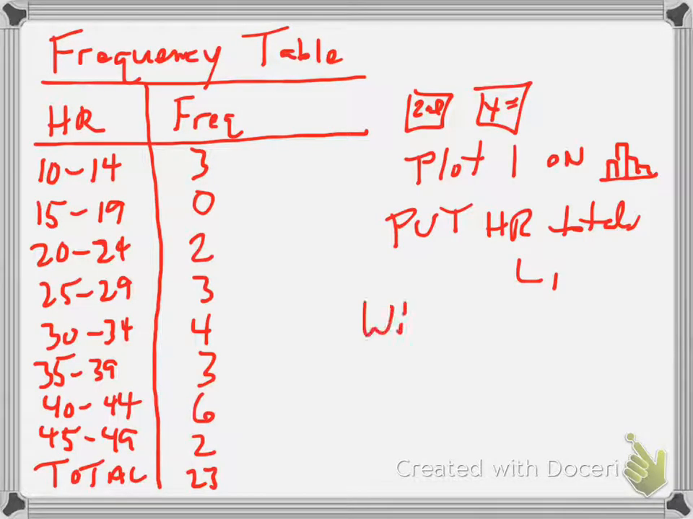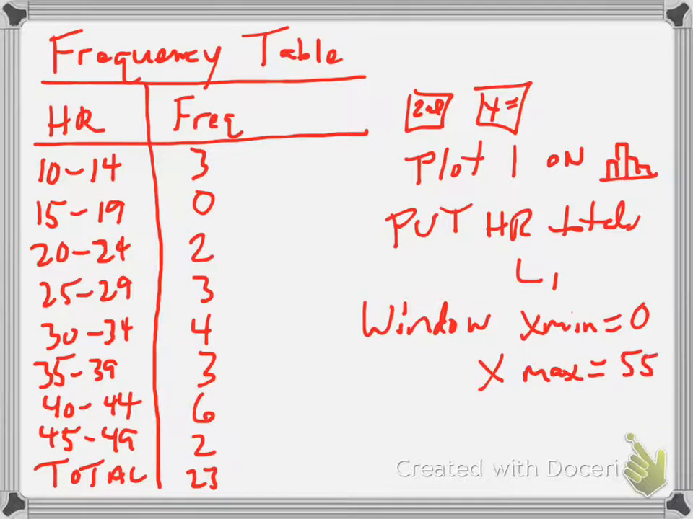Then in your window, you want the X min to be 0 because obviously he didn't hit, well, first of all, he didn't hit 0 home runs. Second of all, you can't hit a negative number of home runs. X max we want to put at 55. His greatest home run, he never hit more than 49 home runs in a season. So you always want to make your X max a little bit bigger. Okay. Your X scale is 5 because that's the scale we use in the frequency table.